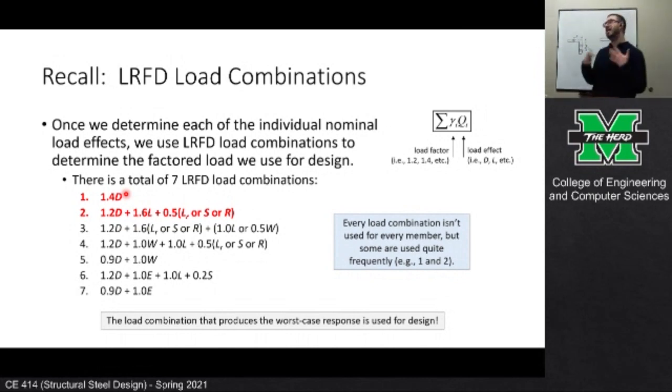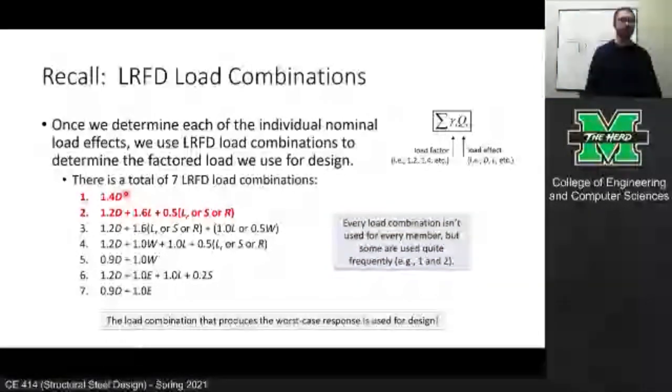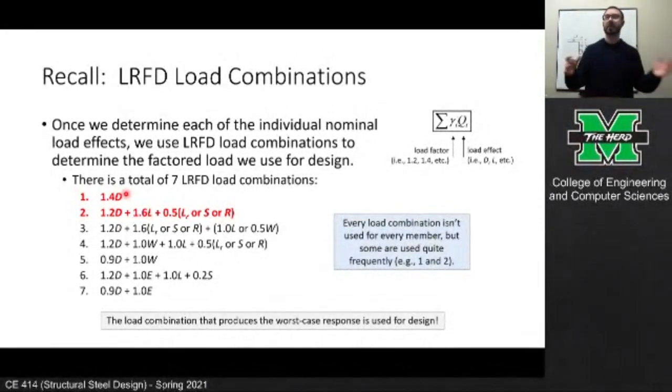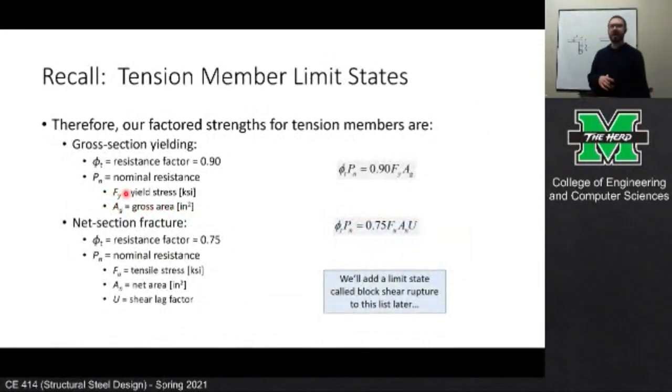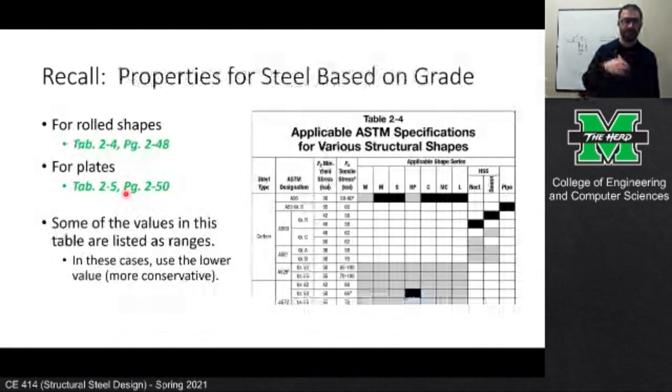And as we said before, not every element in a structure experiences snow load. Like the floor beams in my office don't experience any snow load or wind load or whatnot, but some elements do. But just about everything experiences dead and live. For the tension member, we have so far 2 limit states: gross section yielding and net section fracture. The gross section yielding capacity, the factored capacity, is computed as FY AG times the resistance factor of 0.9. For net section fracture, it's FU times AN times the shear lag factor, adjusted then by a resistance factor of 0.75. And again, the lower of those 2 values is what's taken to govern.